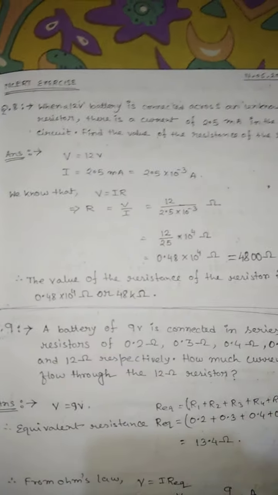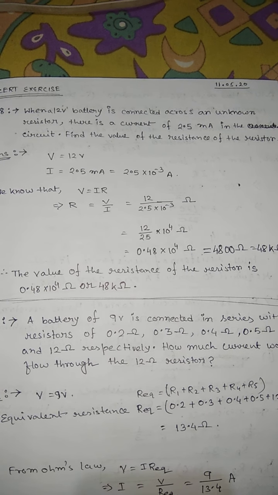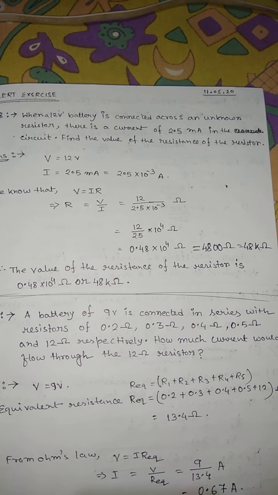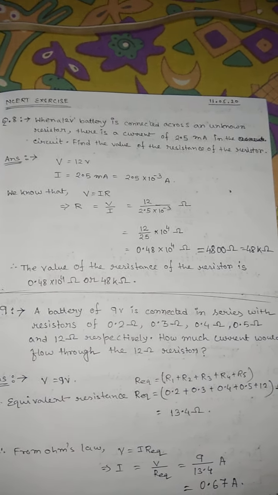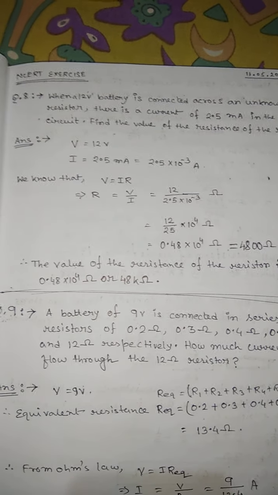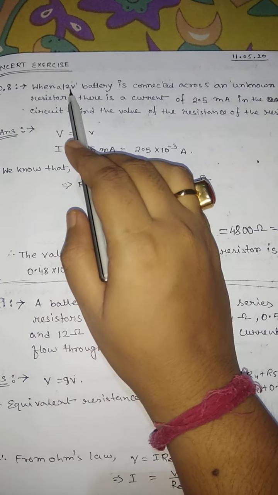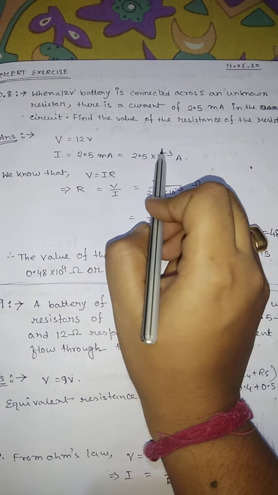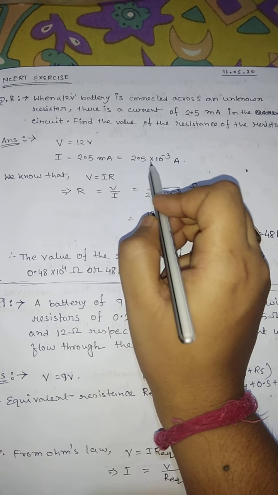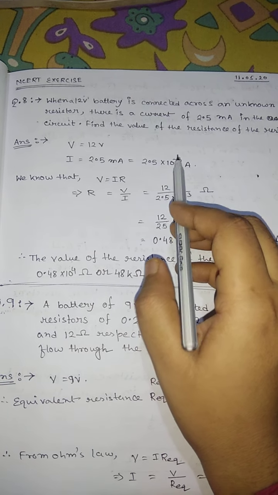When a 12-volt battery is connected across an unknown resistor, there is a current of 2.5 milliampere in the circuit. Find the value of the resistance of the resistor. So simply, the battery voltage V equals 12 volt is given. I equals 2.5 milliampere. Because we need ampere here, we have to convert it, and we know that milliampere to ampere means multiplying by 10 to the power minus 3. So I equals 2.5 into 10 to the minus 3 ampere.